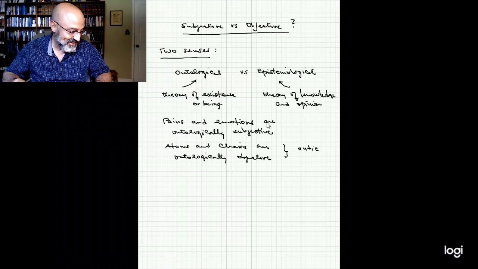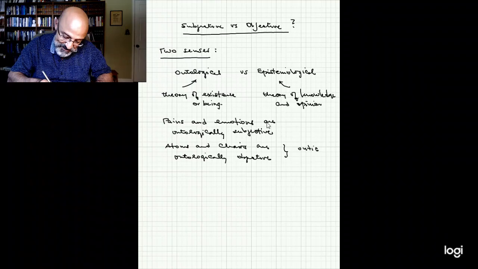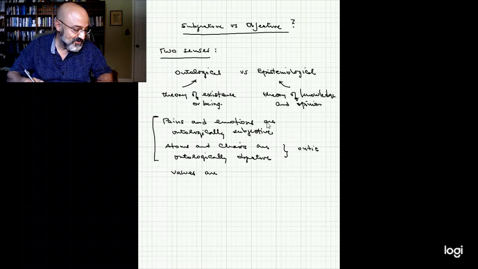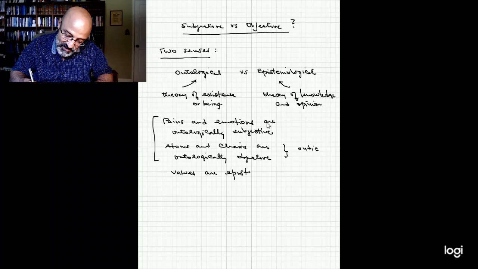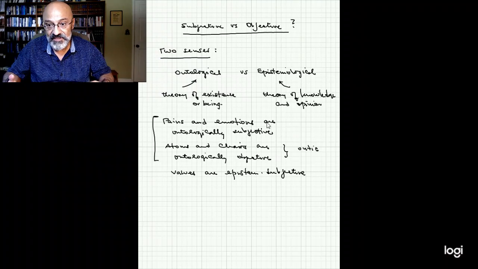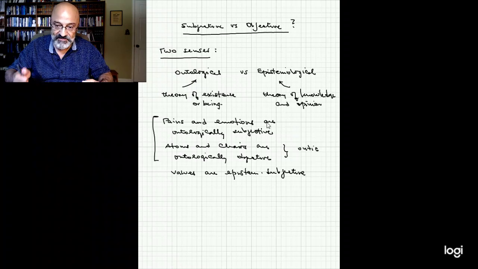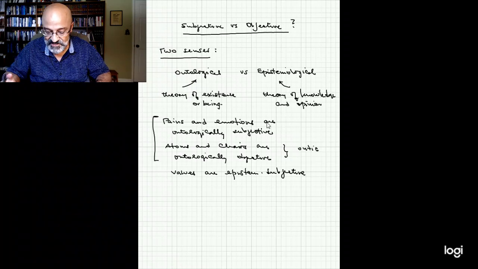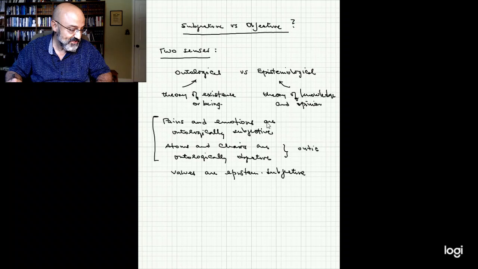That's interesting. Now, values are, yes, epistemologically subjective. Values are not real objects. They don't exist out there. They are something epistemic. Values are epistemologically subjective. Your values need not be the same as mine. They depend on the subject.